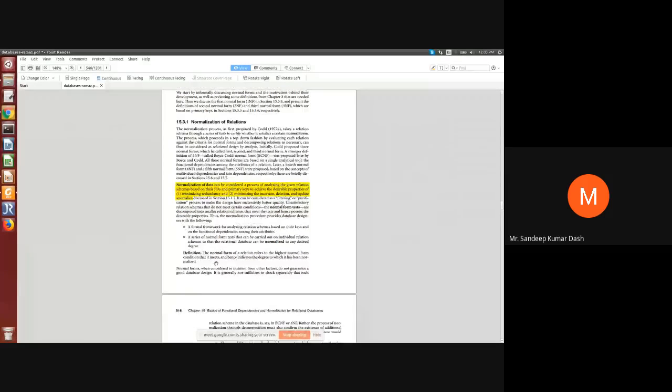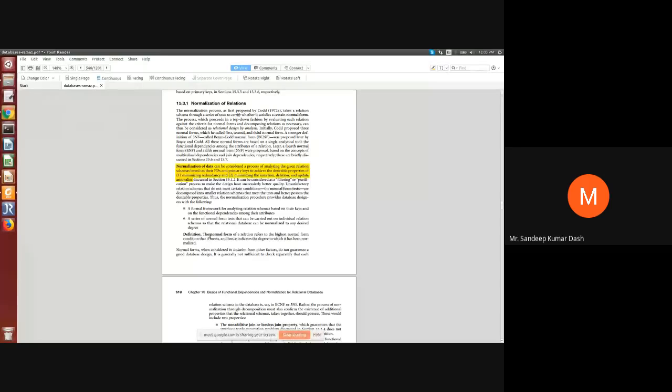That's why it is written here. The definition is the normal form of a relation refers to the highest normal form condition that it meets. That means if it is meeting normal form 4, that means automatically it is meeting normal form 1, 2, 3. Okay, if it is meeting normal form 2, automatically it is meeting normal form 1. So normal form of a relation means the highest normal form that it can attain.